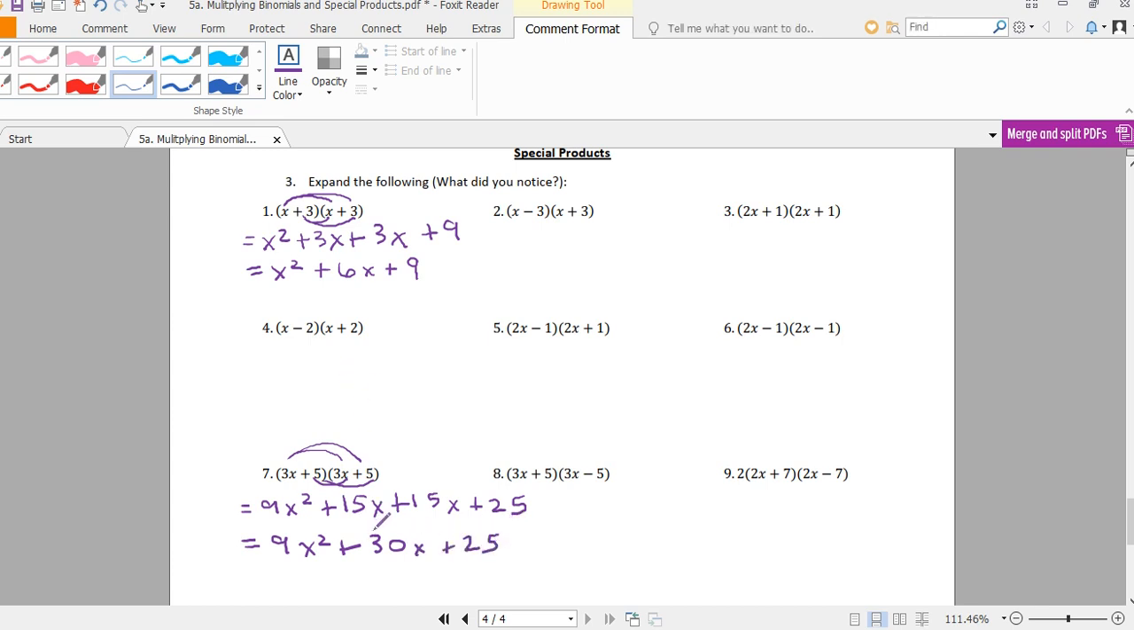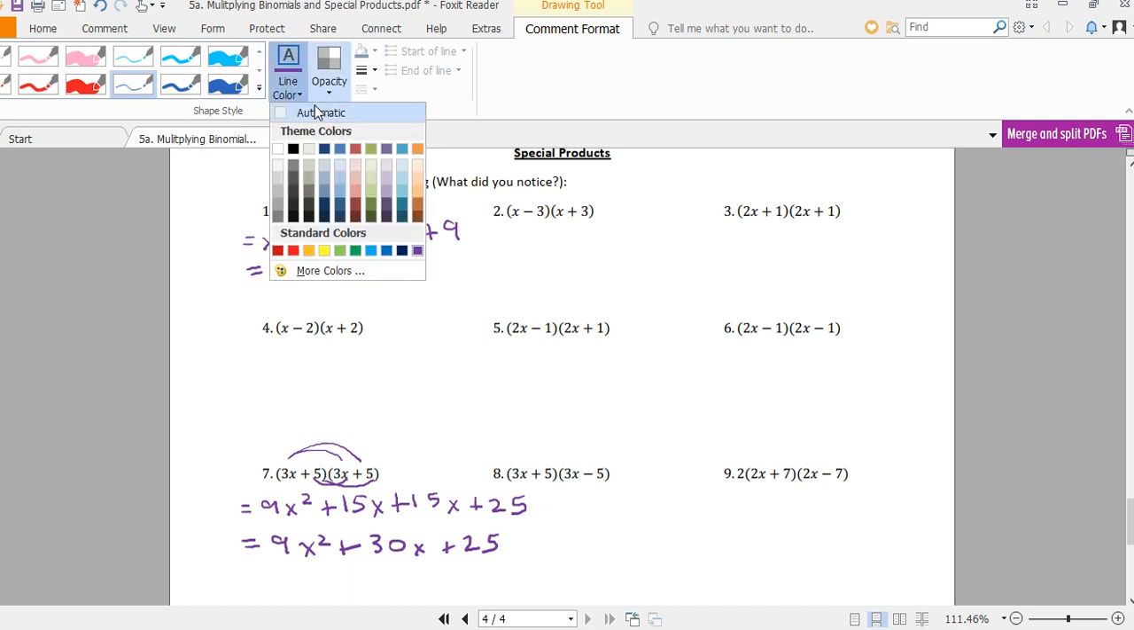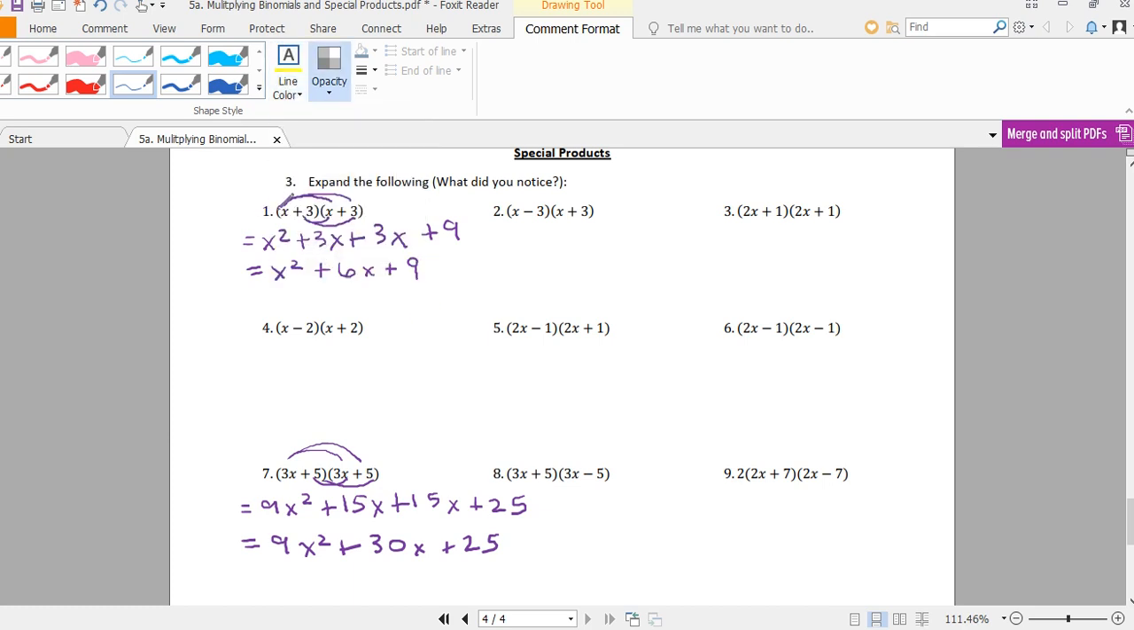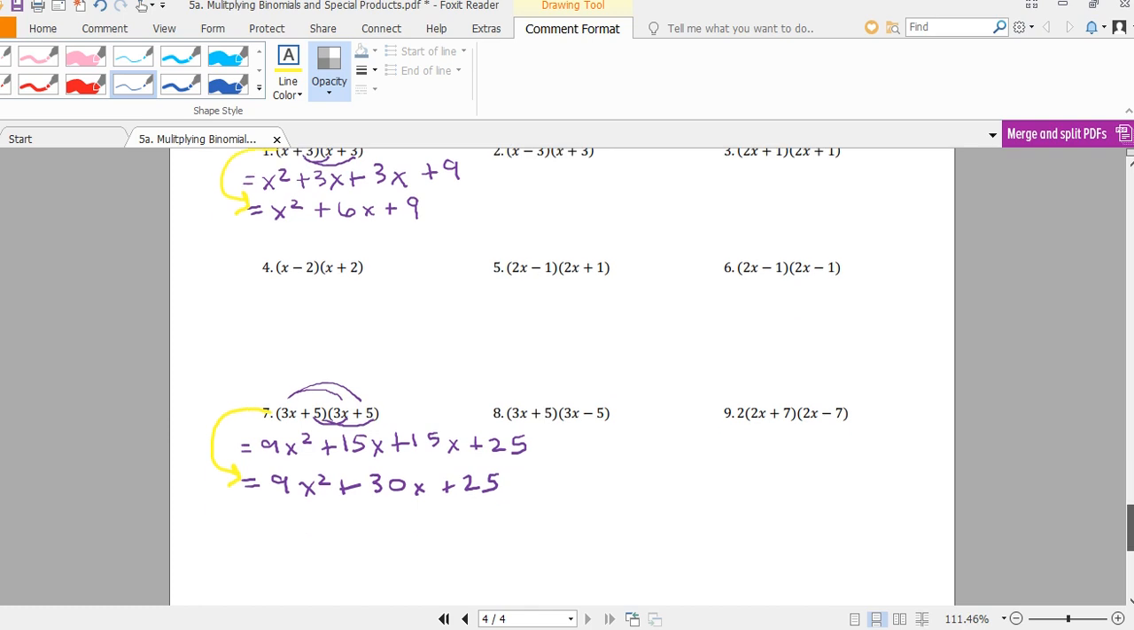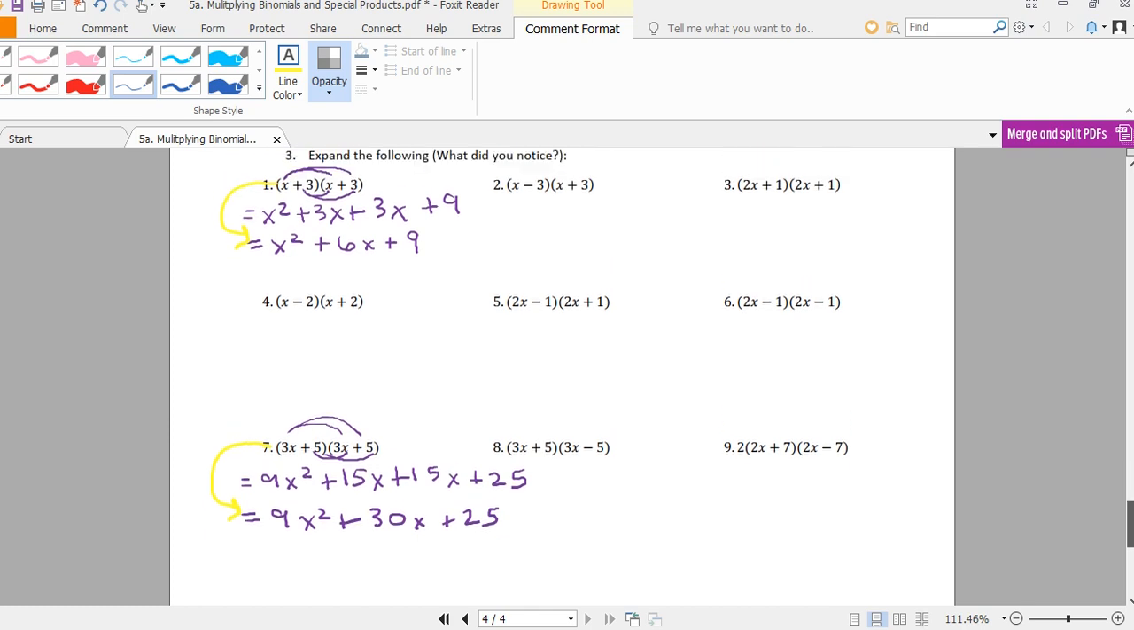Now these are special in the sense that there is a quick way of going from here to here, here to here. Okay? And if you notice something else, what do you notice about what's in the bracket in both of these? They're the same. x plus 3 times x plus 3. 3x plus 5 times 3x plus 5. Now, do you see anything? A pattern. There is indeed a pattern.